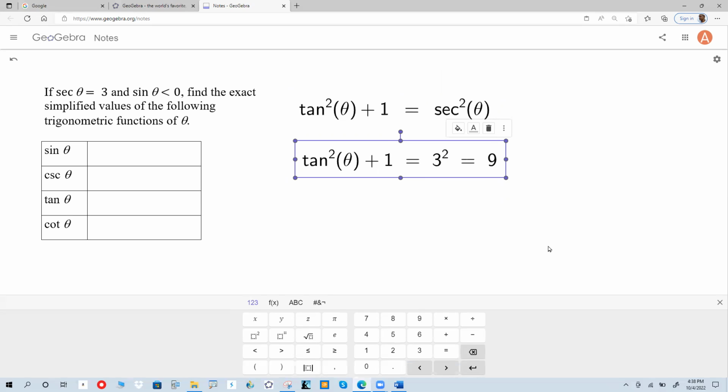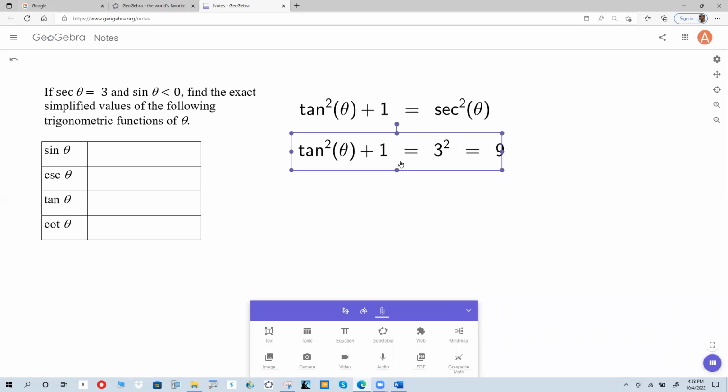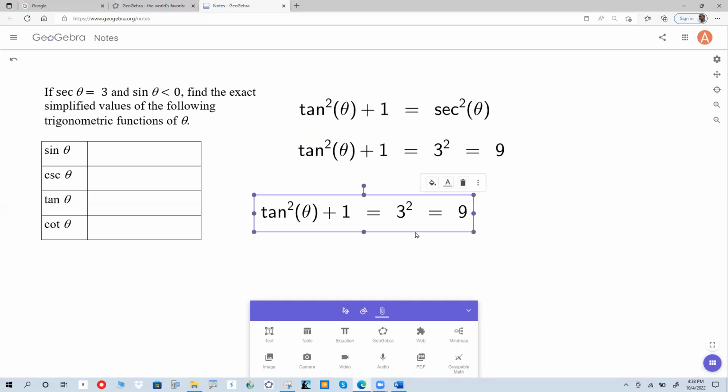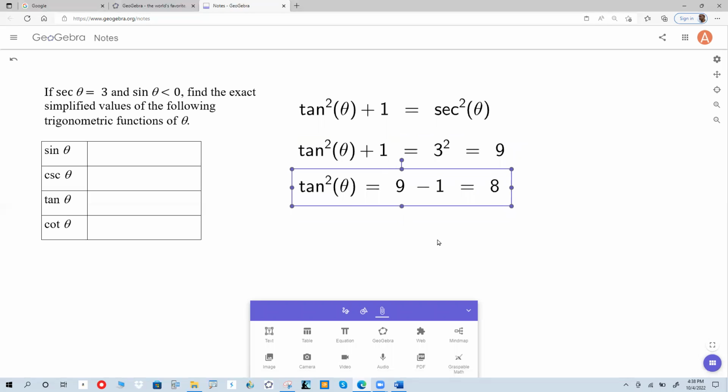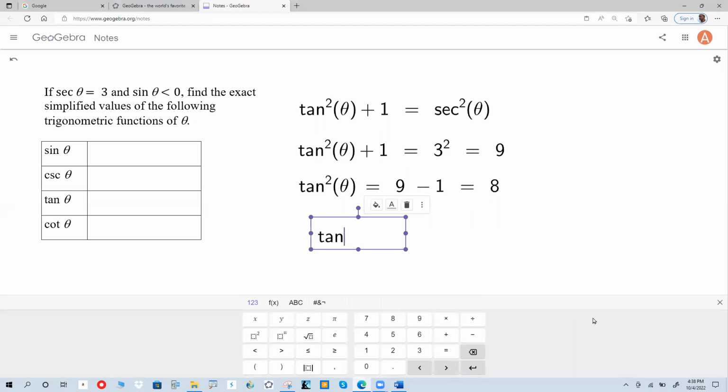which is 9. Now, I want to isolate tan squared theta, and it can be done as follows. Subtract 1 from both sides, and you're going to get 8. Now, you can conclude that tan theta is equal to square root of 8.